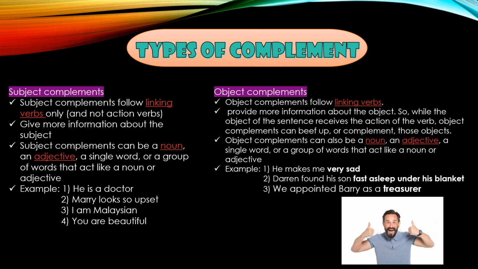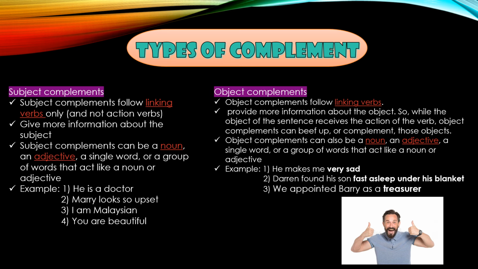Next is object complements. What is an object complement? Object complements follow the linking verbs as well. Object complements provide more information about the object. Remember, object complements provide more information about the object. So, while the object of the sentence receives the action of the verb, object complements can beef up or complement those objects. Object complements can also be a noun, an adjective, a single word, or a group of words that act like a noun or an adjective.